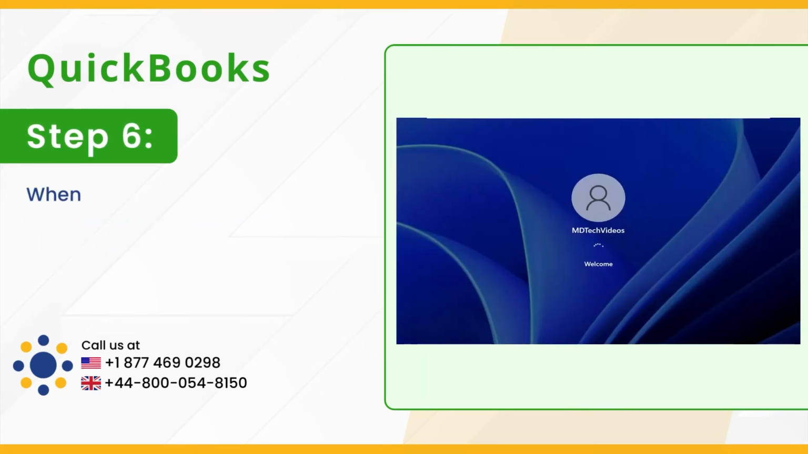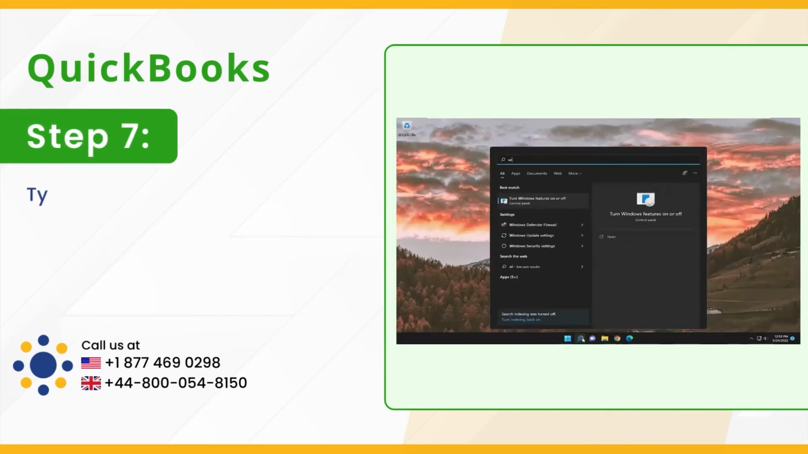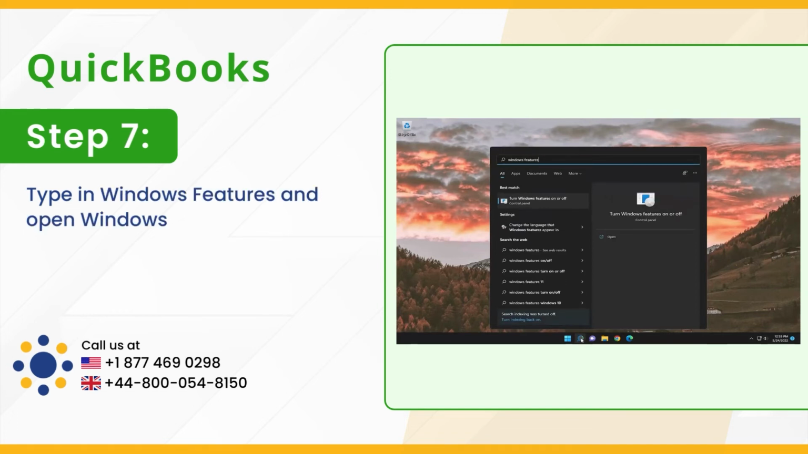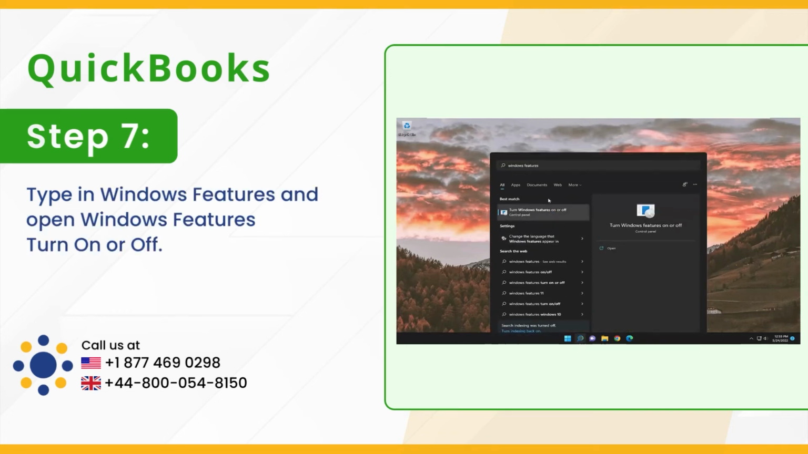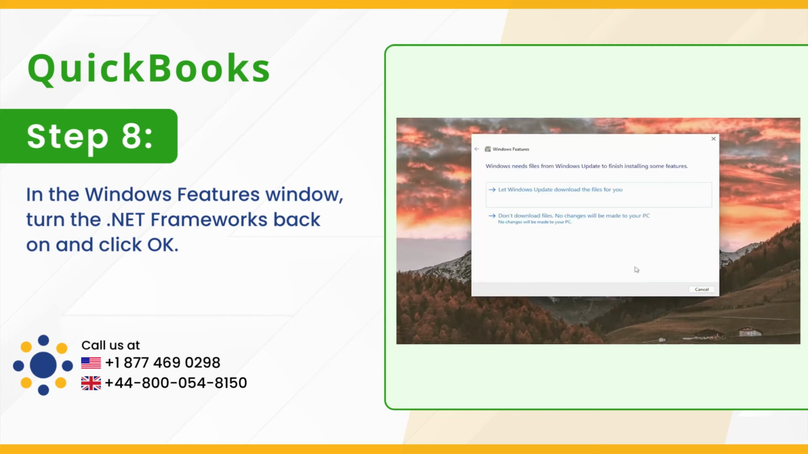Step 6, when the system turns back on, open the search menu by clicking the search icon. Step 7, type in Windows Features and open Windows Features, turn on or off. Step 8, in the Windows Features window, turn the .NET Frameworks back on and click OK.